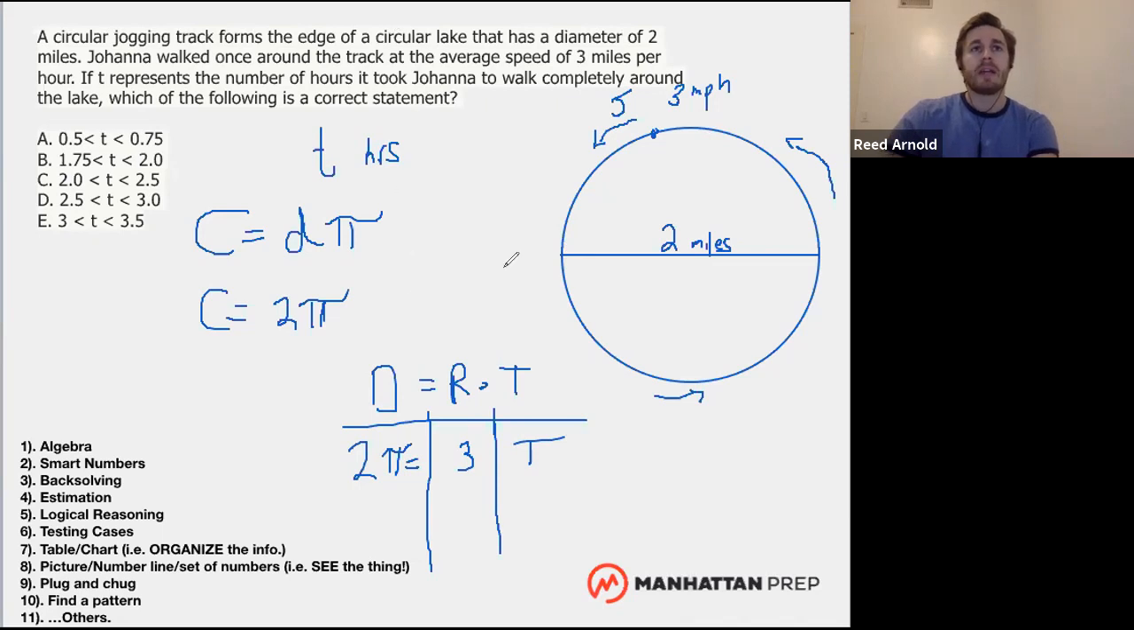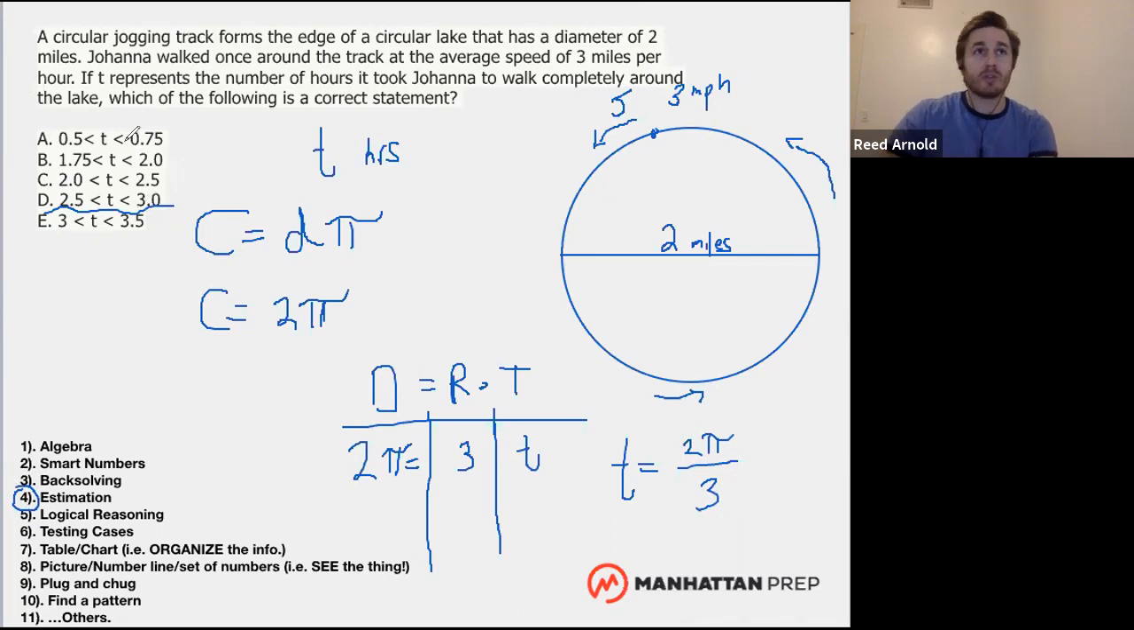Okay, and I want to know the range of t. Now, here's the hitch, right? The time is t, and I should use a lowercase t since that's how it's represented. I know that t equals 2 pi over 3, distance over rate. But that's not an answer. And so this is when I can do what some other people are discussing, which is, hey, we can estimate that part.